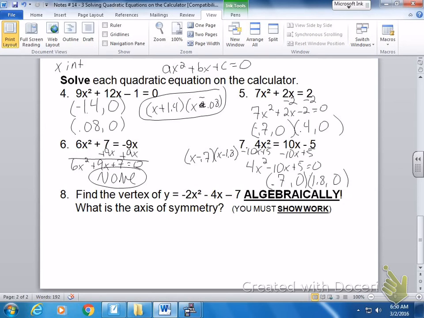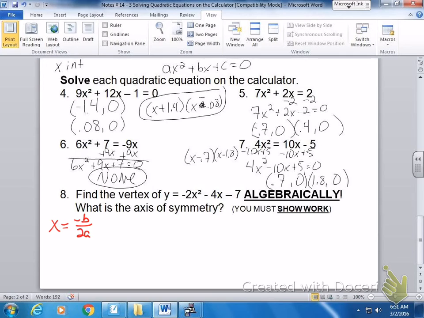Now the last one, it's not the same as the other ones because this is what we're going to have to do on the quiz tomorrow first. We're going to have to find the vertex and the axis of symmetry algebraically. And it says right there, you must show your work. So first, let's find the axis of symmetry. I know that's x equals negative b over 2a.